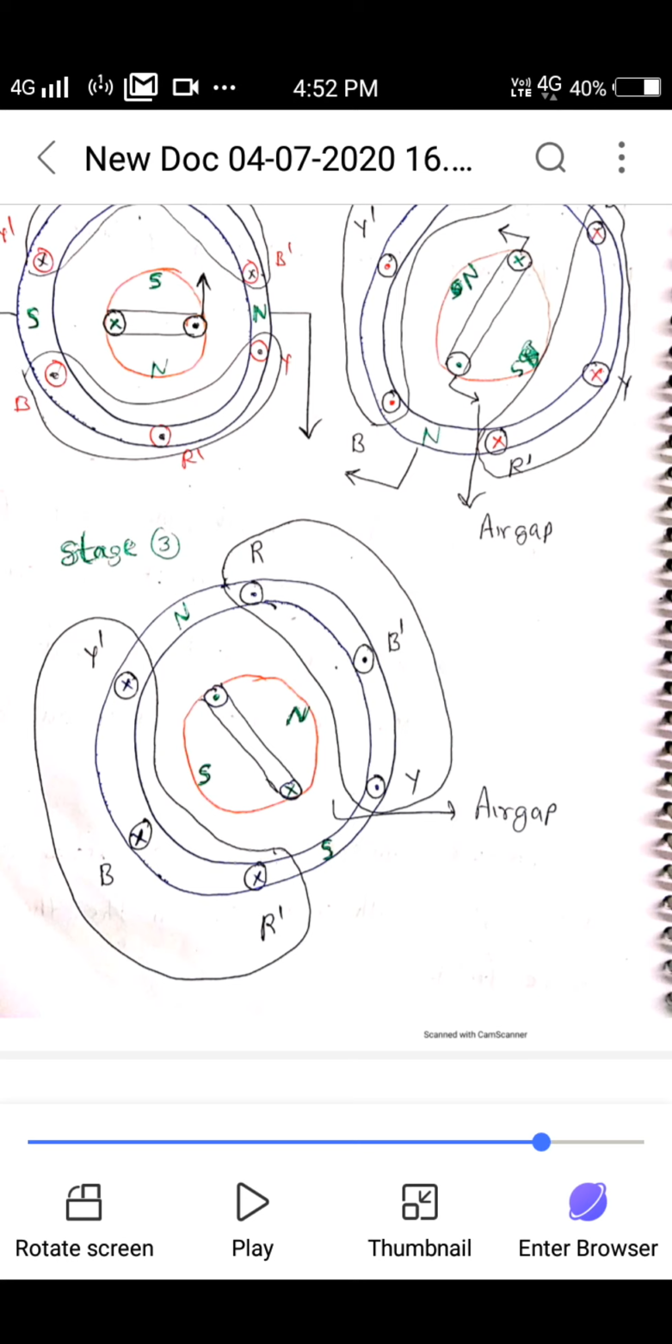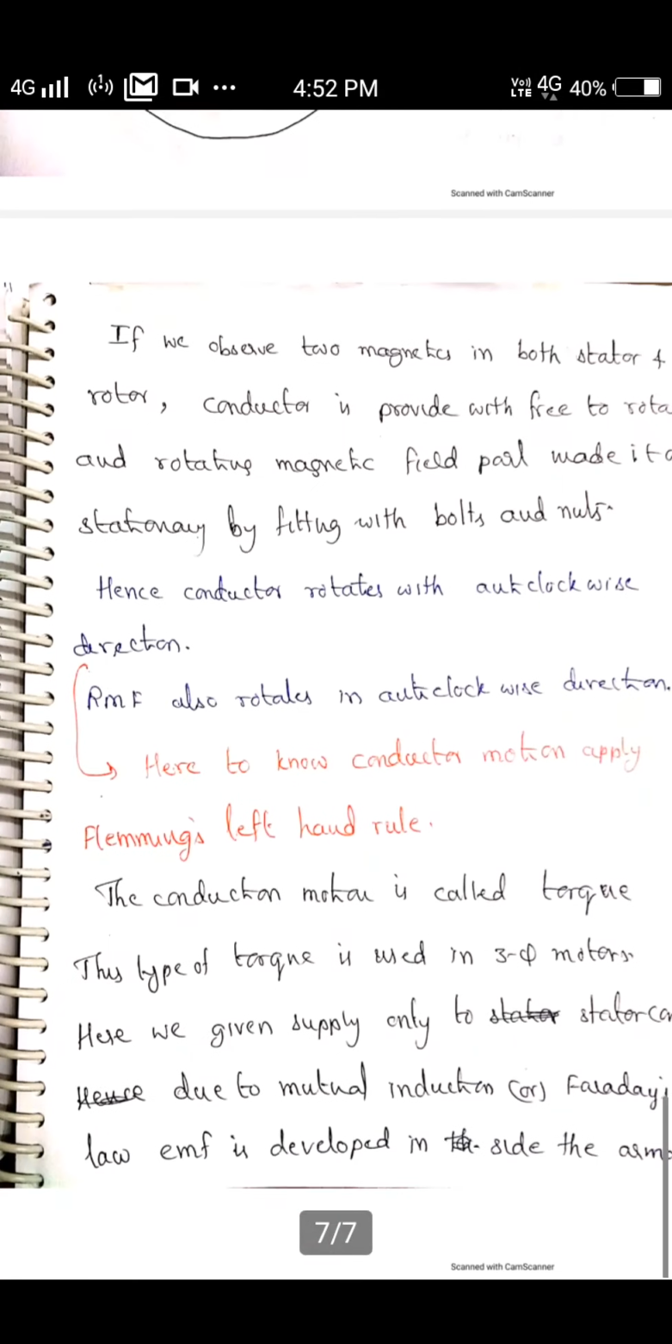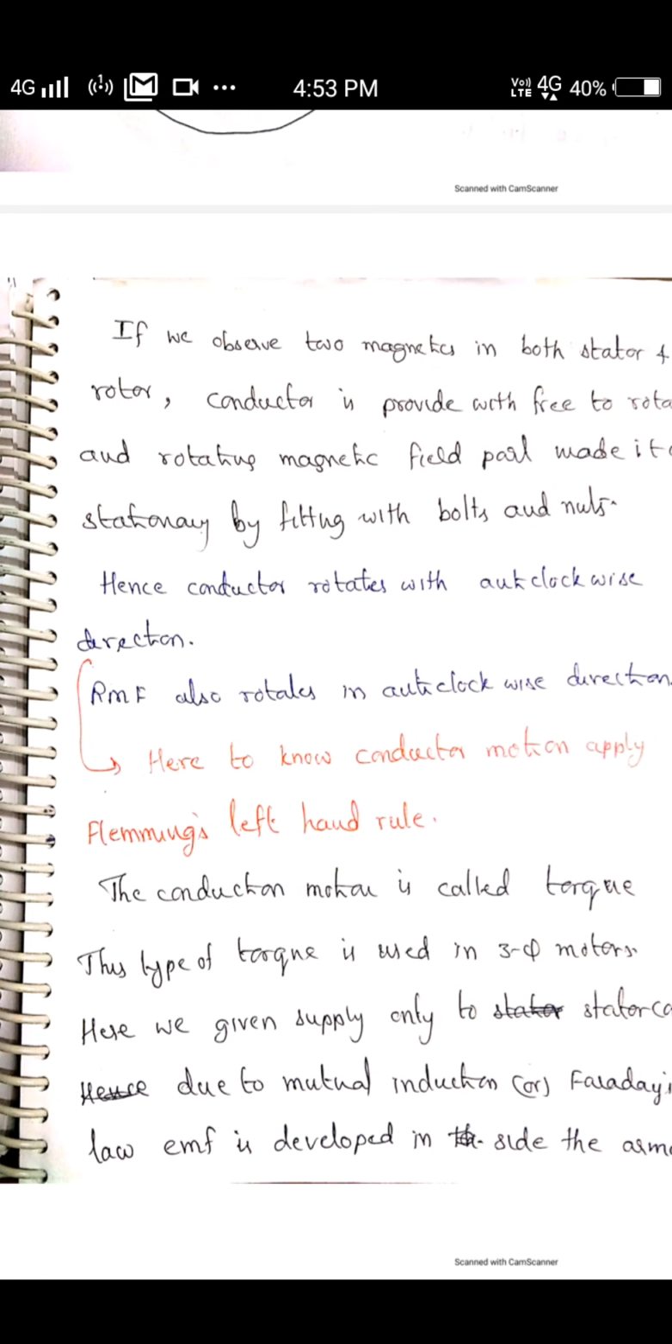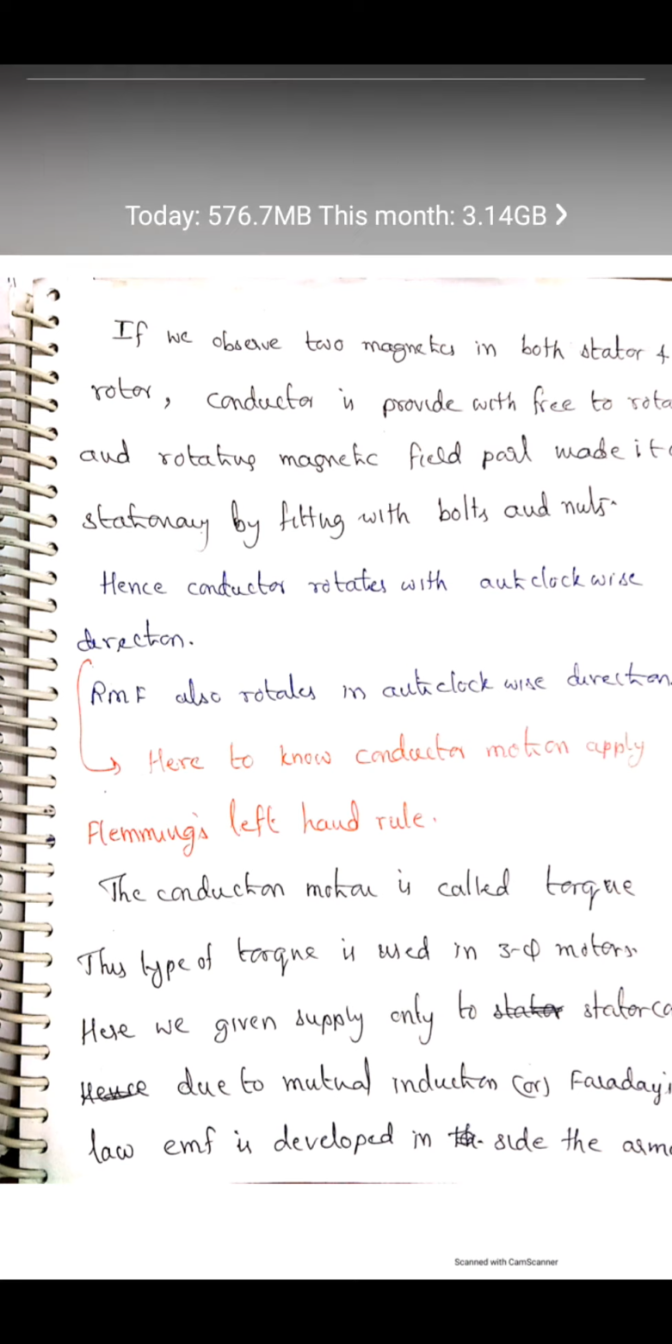So this is called torque, meaning the development of the rotating magnetic field and torque. This phenomenon we are going to study in the induction motor: the production of the rotating magnetic field and the development of torque. In the next session we will see the construction of induction motors. Thank you very much.